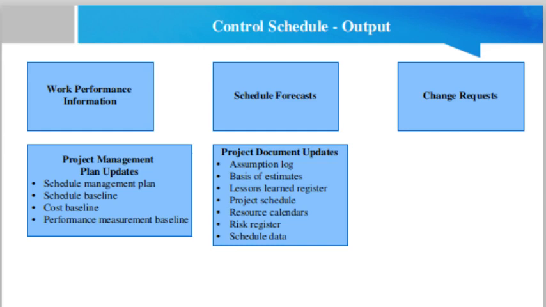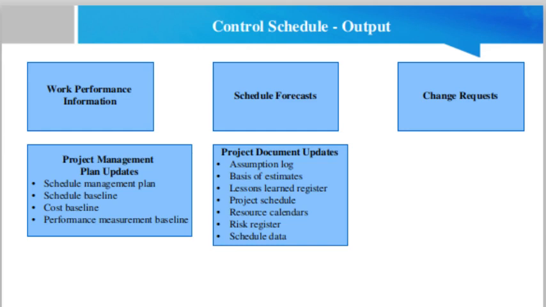Lessons learned register. The lessons learned register can be updated with techniques that were effective in maintaining the schedule, causes of variances, and corrective actions that were used to respond to schedule variances. Project schedule. An updated project schedule will be generated from the schedule model populated with updated schedule data to reflect the schedule changes and manage the project.